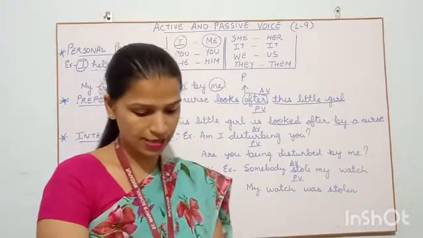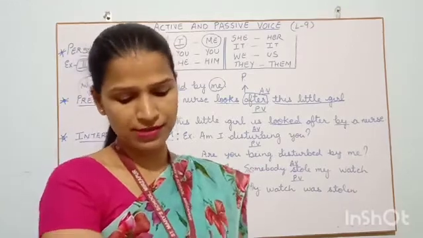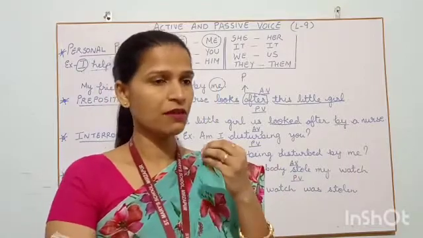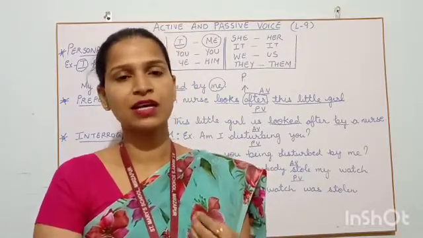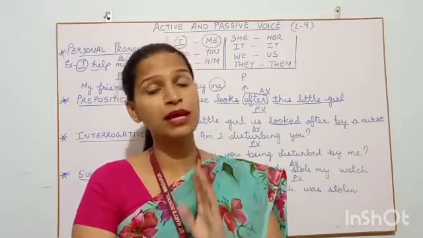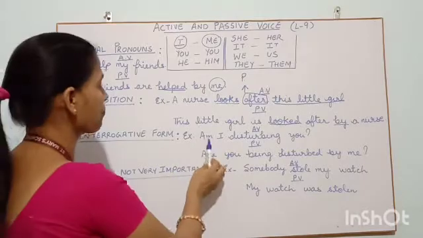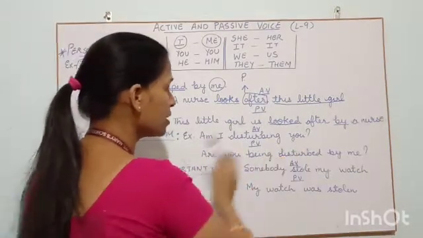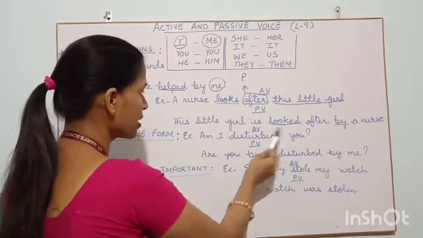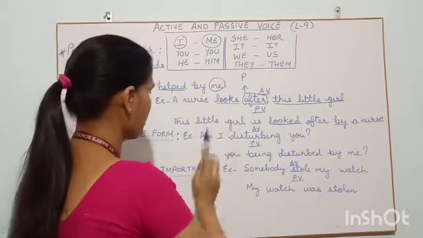Now the next point says that if an interrogative sentence is being changed into passive, then it will retain its interrogative form. If your sentence is in interrogative form, if it is asking a question, and if you want to change into passive voice, you will not change anything. The question will remain question. How? This is the way. Interrogative form, okay? Example. Am I disturbing you? This is one of the questions. Am I disturbing you? Now, you is your object. This is your verb. And this is your subject. Am I?